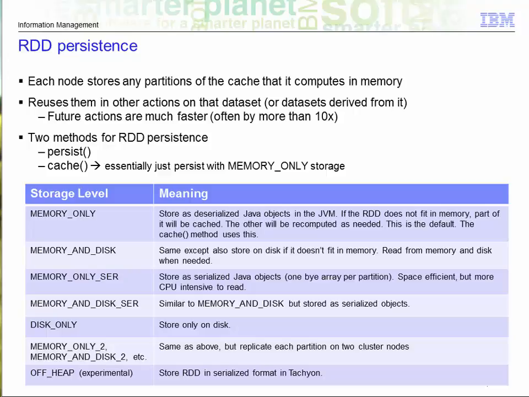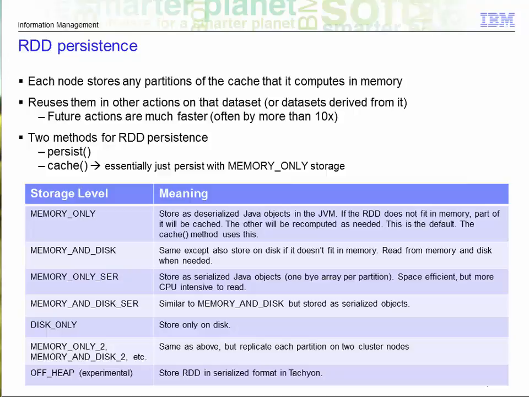There are two methods to invoke RDD persistence: persist and cache. The persist method allows you to specify a different storage level of caching. For example, you can choose to persist the dataset on disk, or persist it in memory but as serialized objects to save space, etc. Again, the cache method is just the default way of using persistence by storing deserialized objects in memory. The table here shows the storage levels and what they mean.